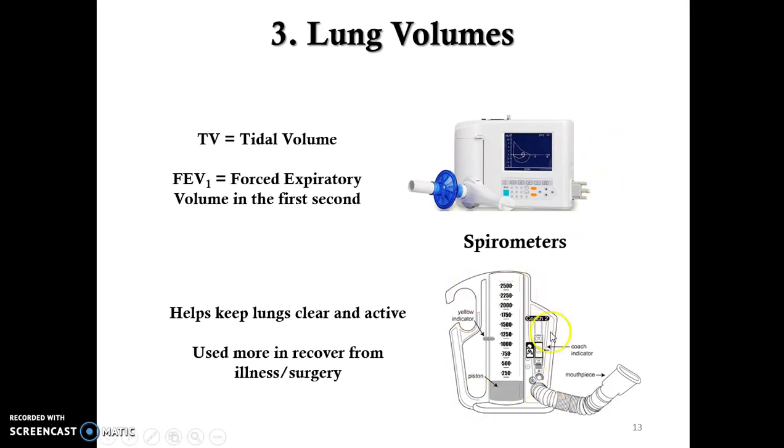In this spirometer on the bottom right, we have an incentive spirometer. So this is a spirometer that helps people keep their lungs clear and active. It's used more in recovery from illness and surgery. So this isn't measuring any volume necessarily. It does have these numbers, and the main thing is it's not measuring specific lung volumes. It's just telling you, here's how well you're doing as you breathe in. So it helps you to recover from surgery or illness because you're using your lungs.